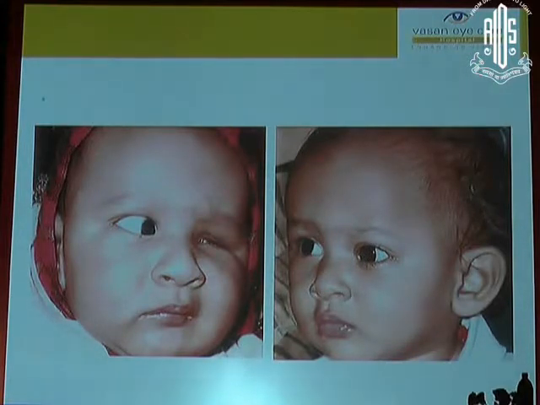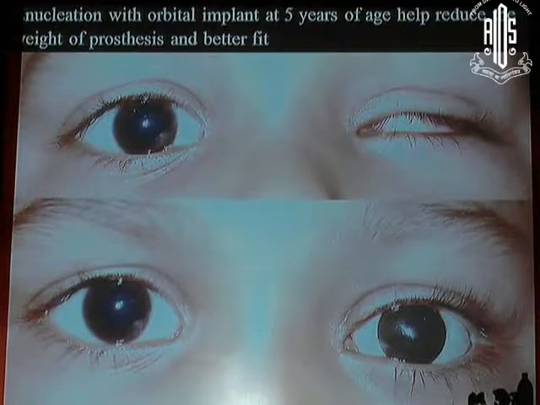There was no lag of turbulence, and we have been following this child for almost 10 years now. And this is his latest photograph at 5 years, because the prosthesis was getting bigger and it was starting rotating. So we did an implantation with an orbital implant. An 18 number orbital implant could be implanted, and then the prosthesis was very lightweight and thin.